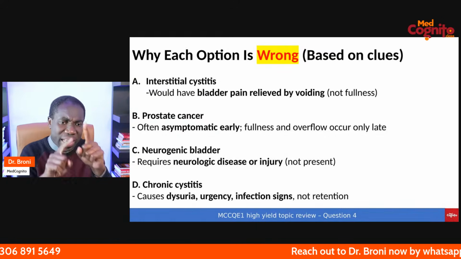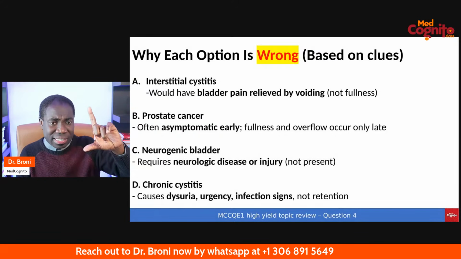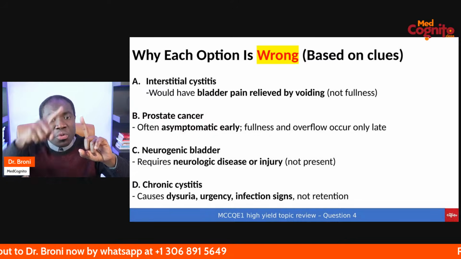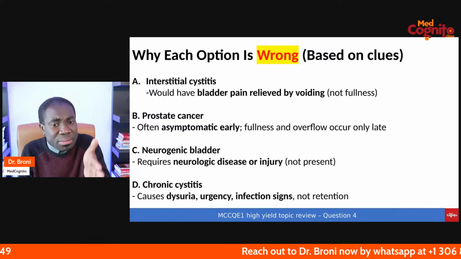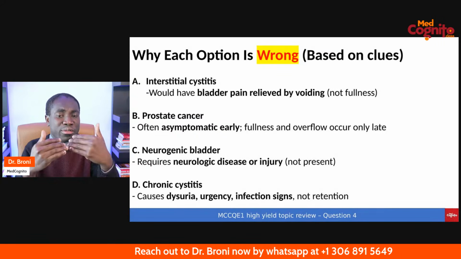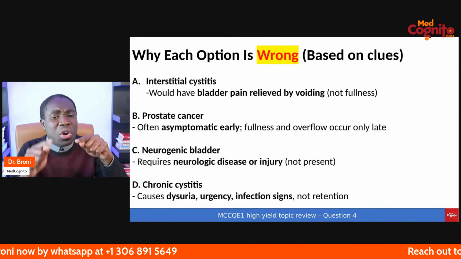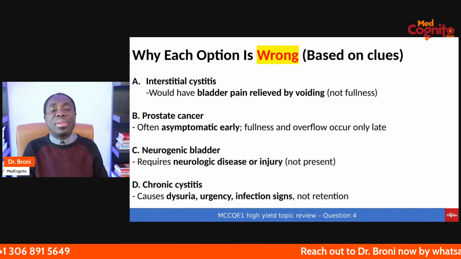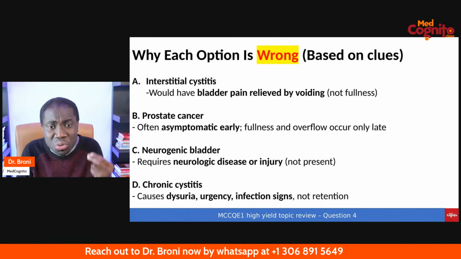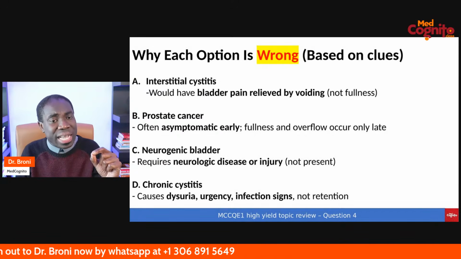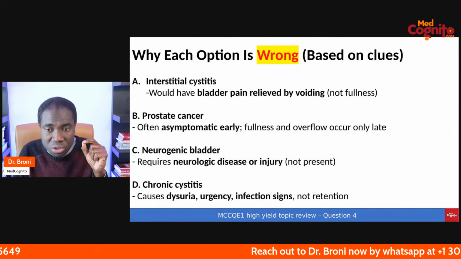So why were each of the options wrong? Based on the clues, interstitial cystitis would have bladder pain, which is relieved by voiding. Prostate cancer is often asymptomatic early, and there's fullness and overflow, which will occur late. Neurogenic bladder requires neurologic disease or injury. So maybe the patient might have fallen on stairs, and if it's a neurogenic bladder issue, you'll be given that clue. And chronic cystitis, there'll be dysuria, there'll be urgency, there'll be signs of infection, not retention.